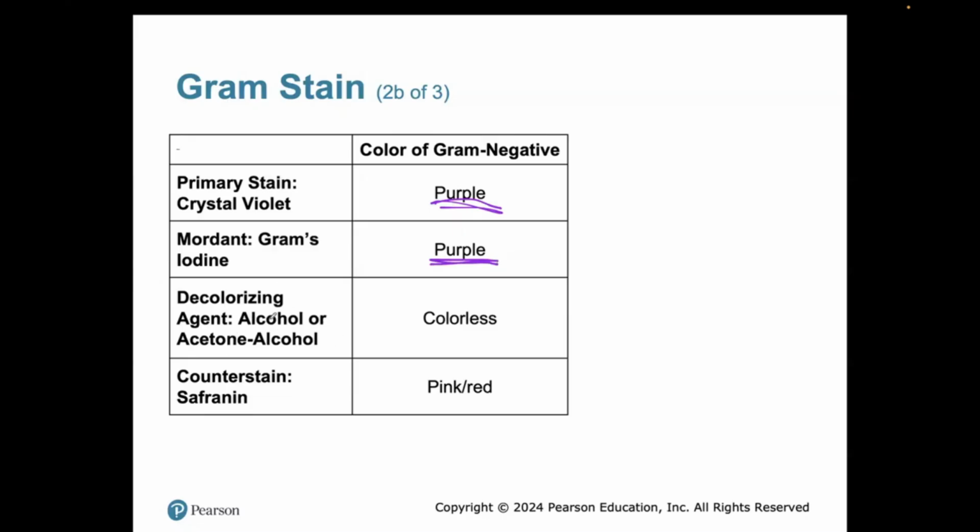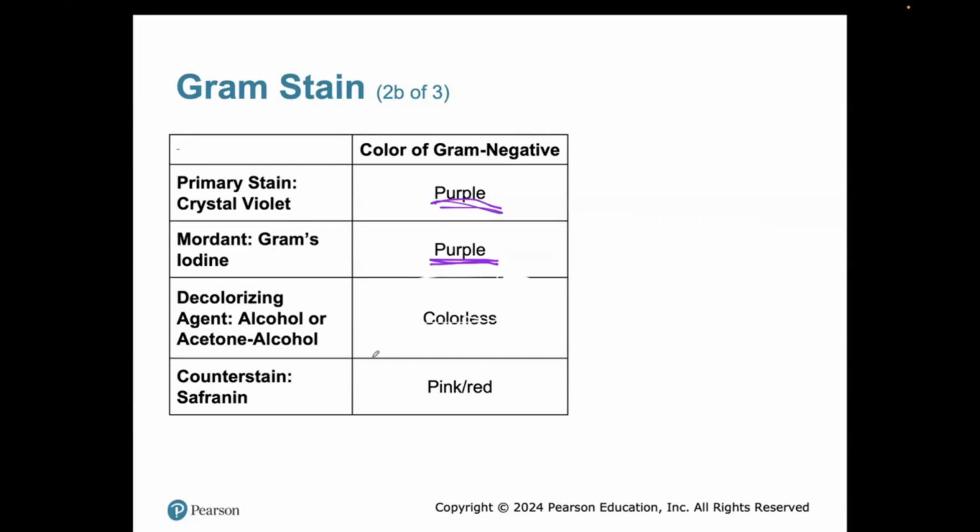Then you add your decolorizing agent. So far, 60 seconds for the crystal violet, 60 seconds for the iodine, with a rinse between each step. After the iodine rinse, you add the decolorizer for 5 to 7 seconds. Note that here I'm going to use my white. You'll say, I can't see that. I know. So the specimen will be colorless. You can see the line going right there. It's colorless because the reagents are allowed to be washed out of the cell wall.